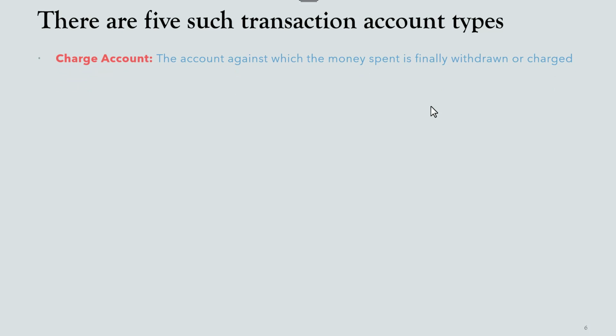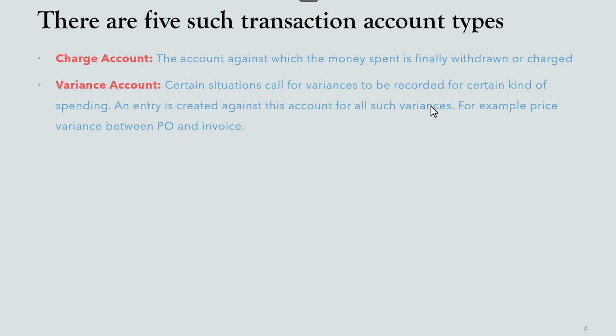First one, charge account, an account against which the money spent is finally withdrawn or charged. What about variance account? Certain situations call for a variance to be recorded for a certain kind of spending. An entry is created against this account for all such variances. For example, the price variance between PO and invoice.